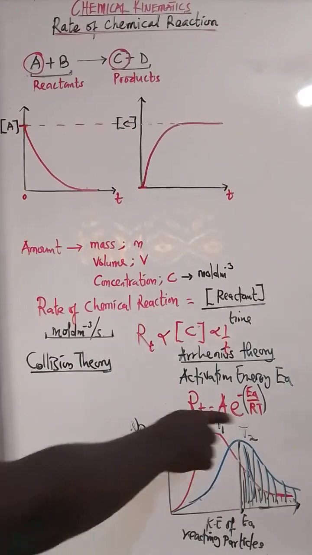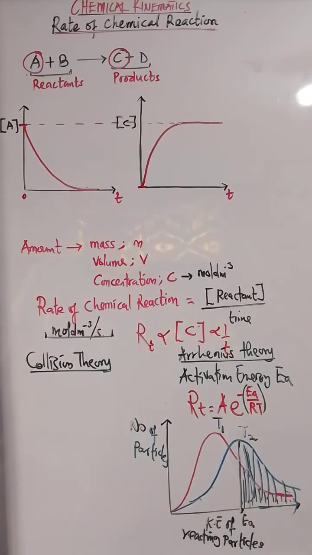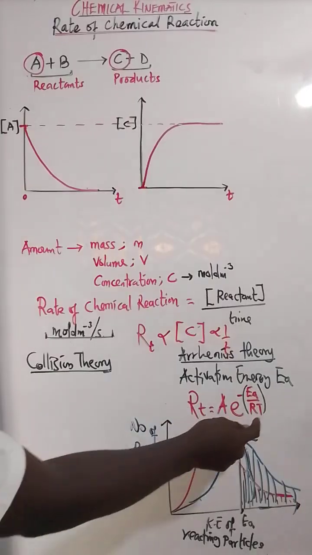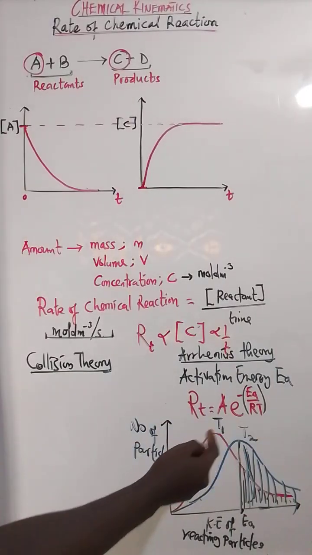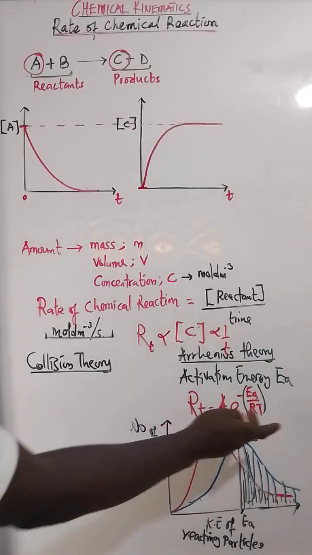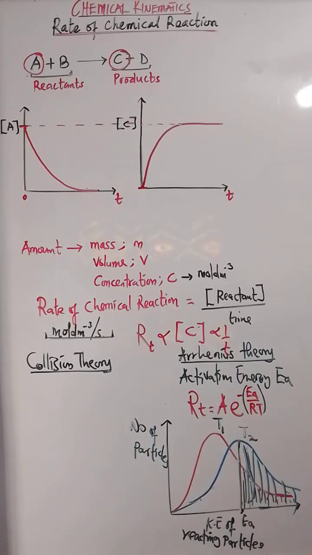This particular equation is very useful anytime you want to determine the activation energy of a particular reaction. To do that, we are going to measure the rate of chemical reaction at a certain temperature T1. Then when the temperature changes to T2, we can look for the rate again. So we have two rates for two different temperatures, and from that we can make EA the subject, because it's a constant.